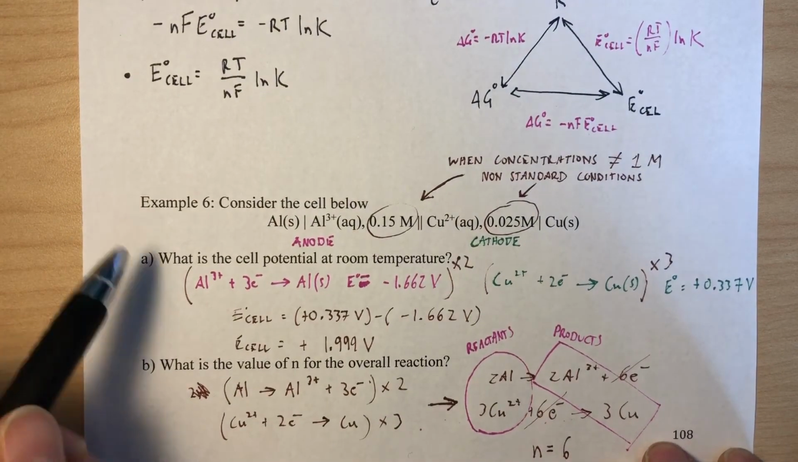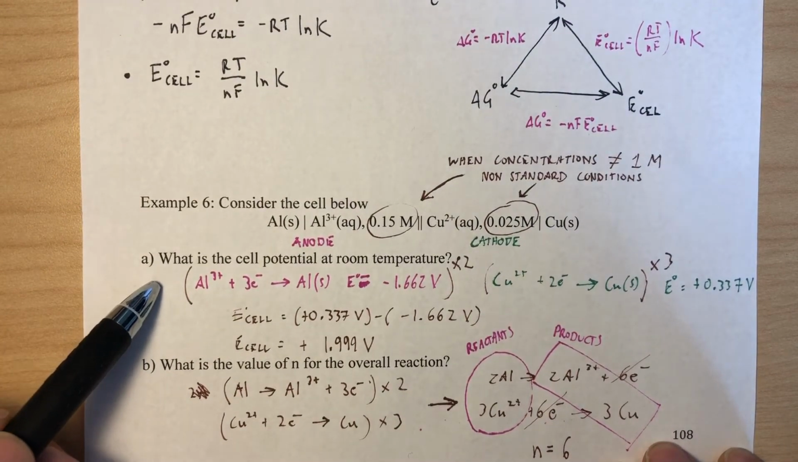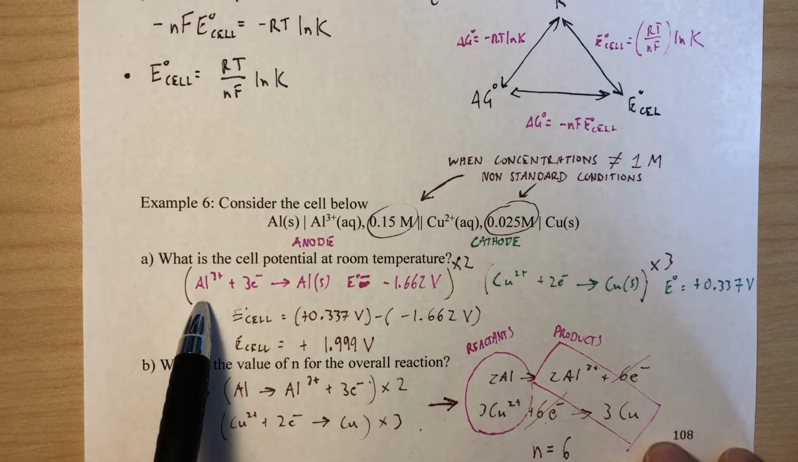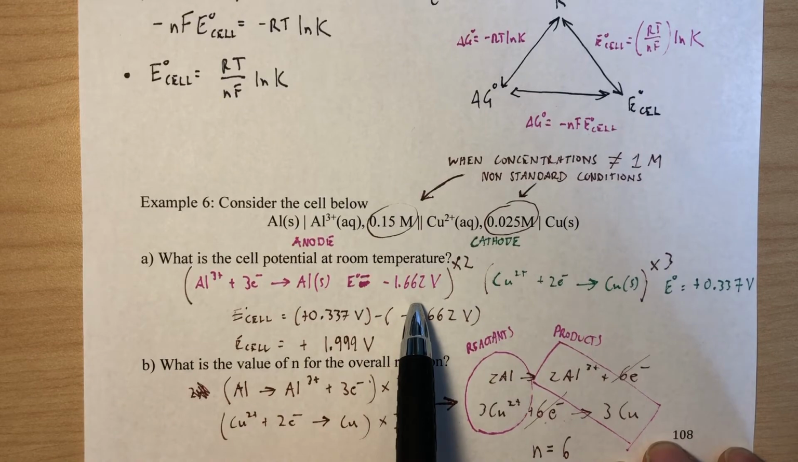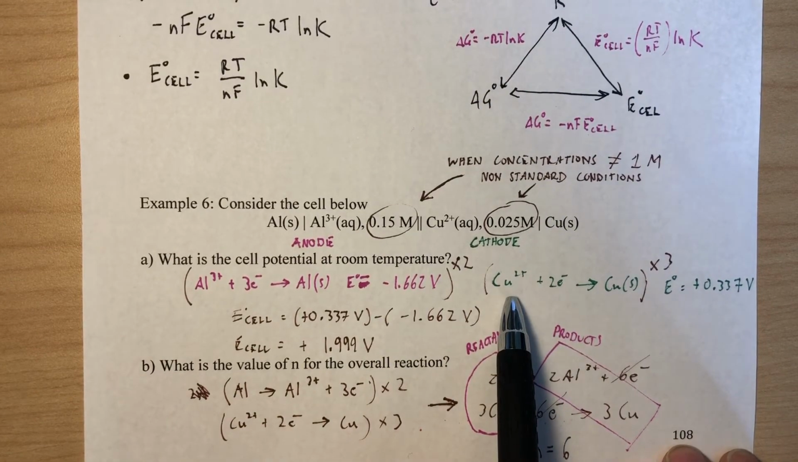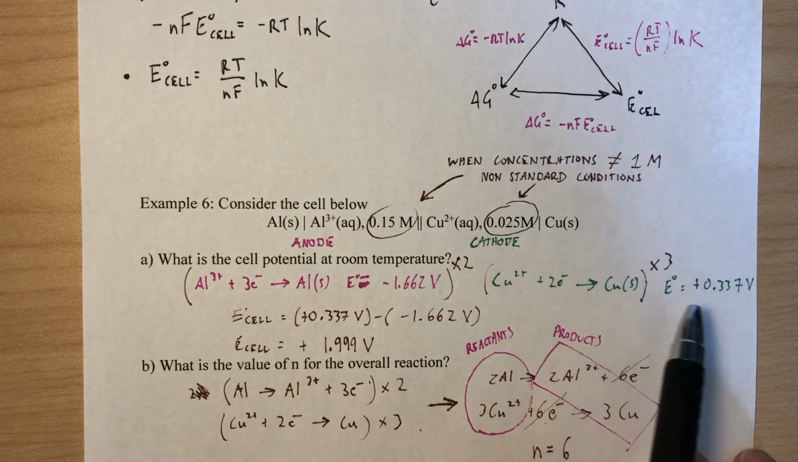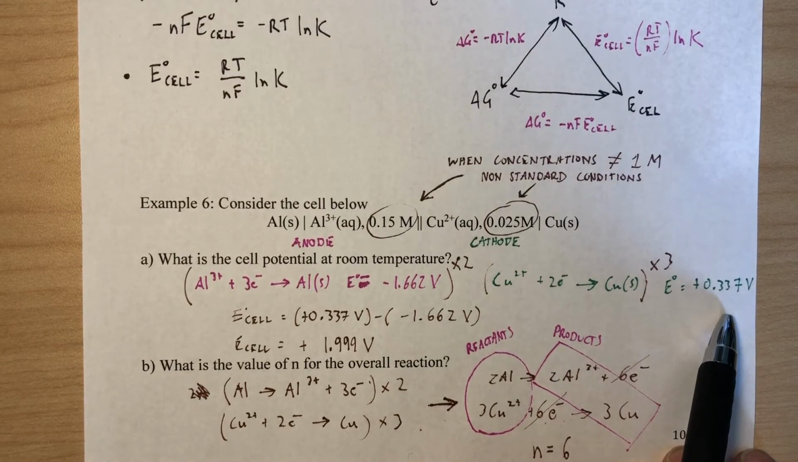So how do we do that? First we need the cell potential at room temperature. So we have aluminum 3+ getting reduced to form aluminum solid that has an E cell that's equal to negative 1.662 volts. We have copper 2+ that's being reduced to form copper solid, which has an E cell that's equal to positive 0.337 volts.